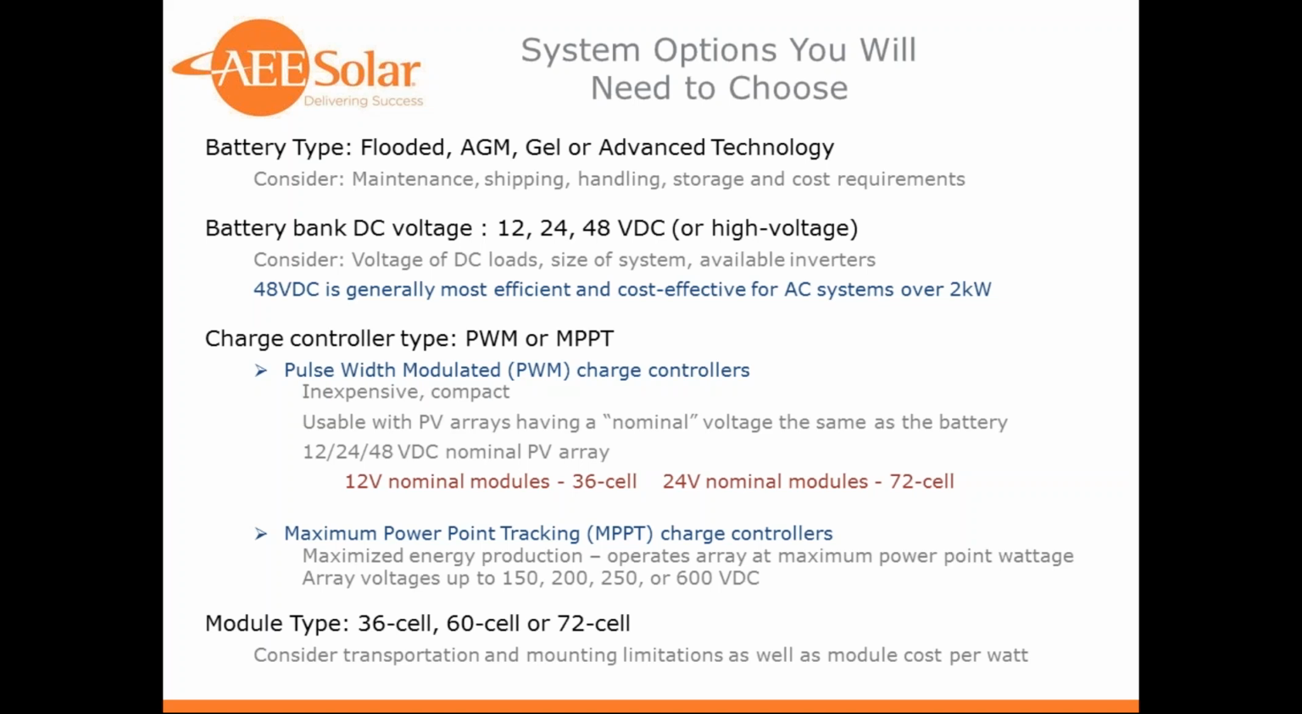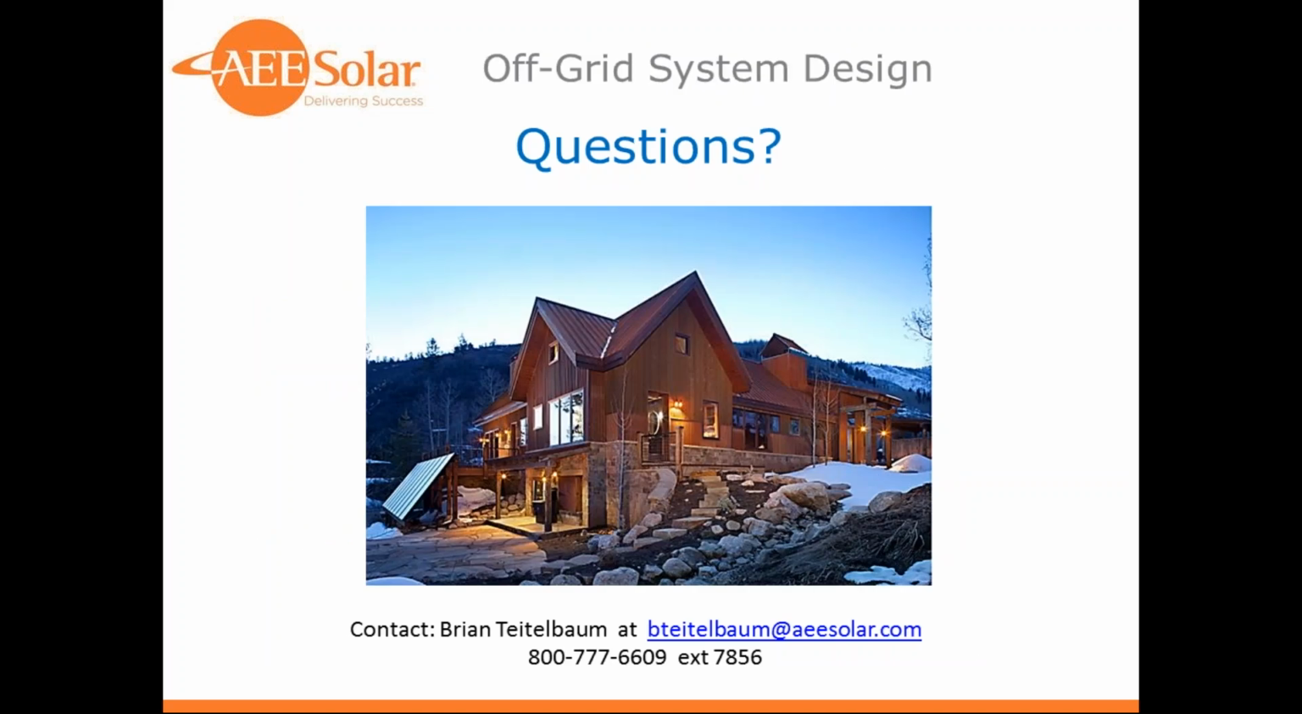Then we need to choose our module type. Is it going to be 36 cell modules, 60 cell, or 72? 60 and 72 cell modules are much less expensive per watt, so really those are the ones that are generally used for most systems except for very small systems. And we need to consider transportation and mounting limitations as well as module cost per watt. Larger modules are more expensive to ship, harder to carry if you have to carry them long distance, that kind of thing. But they are cheaper per watt. So hopefully that covered an overview, and I'd be glad to answer any specific questions.